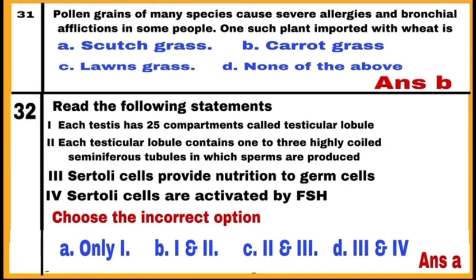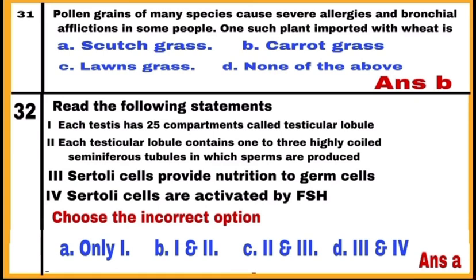Question 31. Pollen grains of many species cause severe allergies and bronchial afflictions in some people. One such plant imported with wheat is carrot grass, the pollen grains of which cause allergies. So here mark B as a correct answer.